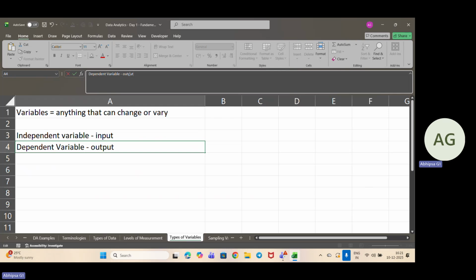Okay, so similarly, as we have given the example in the plant experiment, the amount of sunlight that the plant is absorbing, that is the independent variable. Similarly here, the growth the plant is showing, that is the dependent variable. So the growth of the plant is dependent on the amount of sunlight that it is absorbing. Okay, so this is all about the dependent and the independent variable.